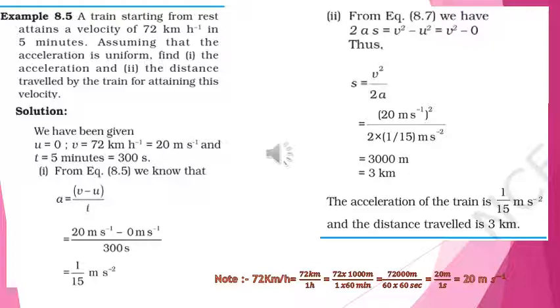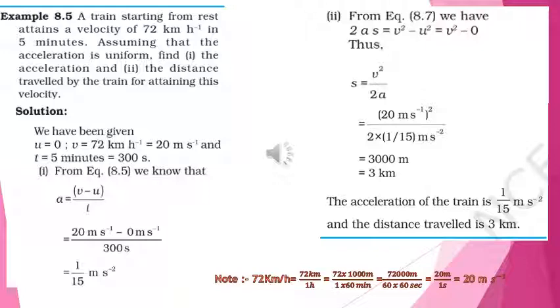If you want to calculate, you have to convert kilometer per hour into meter per second. And time t is 5 minutes, and 5 minutes is what? 300 seconds. Now how to convert kilometer per hour? Hours you first convert into minutes, and then into seconds. And how to convert kilometer into meter? Multiply by 1000. In this way, that is 72 multiplied by 1000 upon 3600. That gives you 20 meter per second.